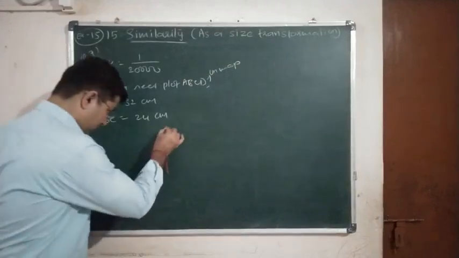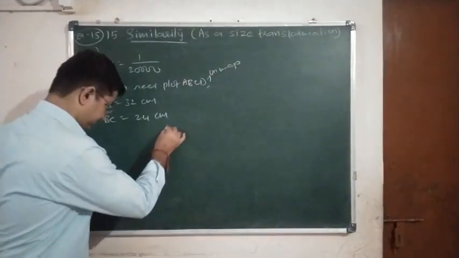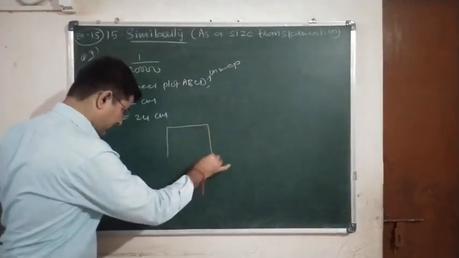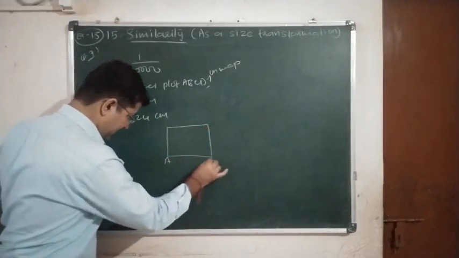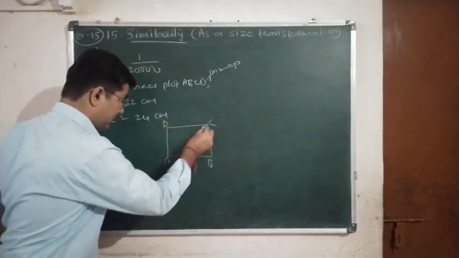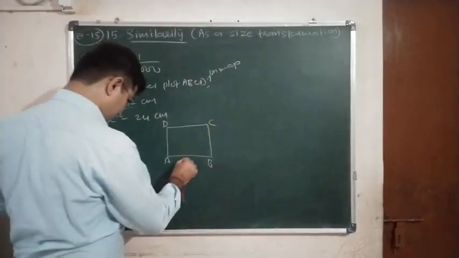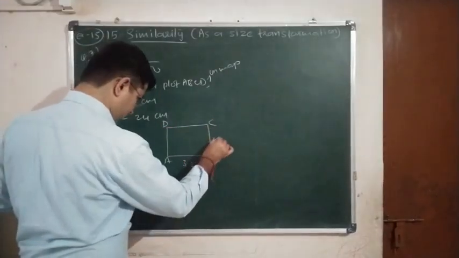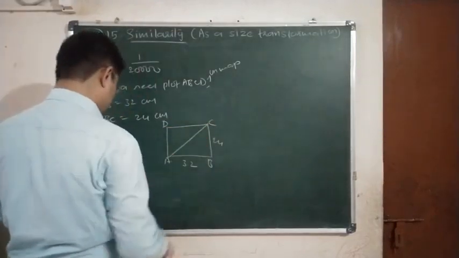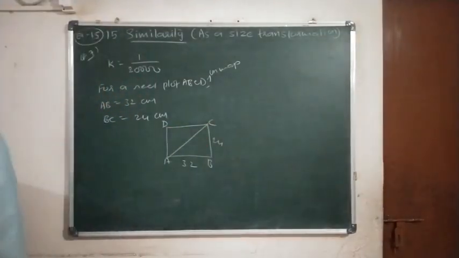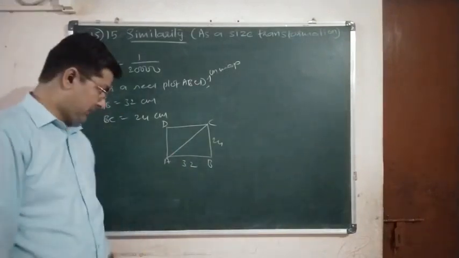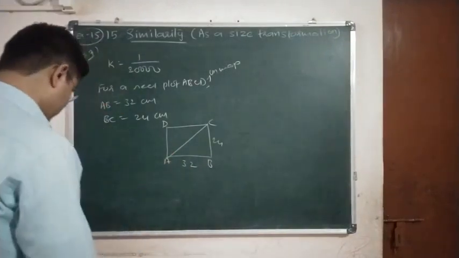Okay, so let us draw on the map the rectangle ABCD. Clear? AB is 32 and BC is 24. So this is AC. Clear?